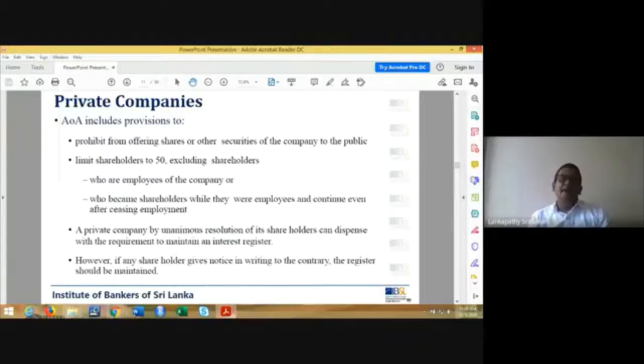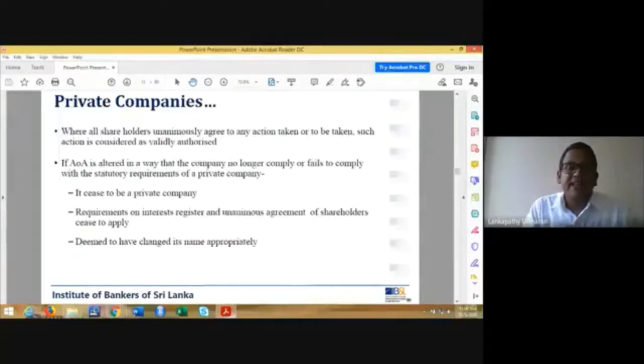In private companies, they maintain the interest register, and in any circumstance, if unanimous resolutions are agreed by everybody, they can dispense with the requirement, or they need not maintain the interest register. However, if any shareholder gives notice in writing to the contrary, the register should be maintained. So these are the 4 conditions applying for private companies, and there are some more conditions as well, where all the shareholders unanimously agree to any actions taken or to be taken. Such action is considered as validly authorized.